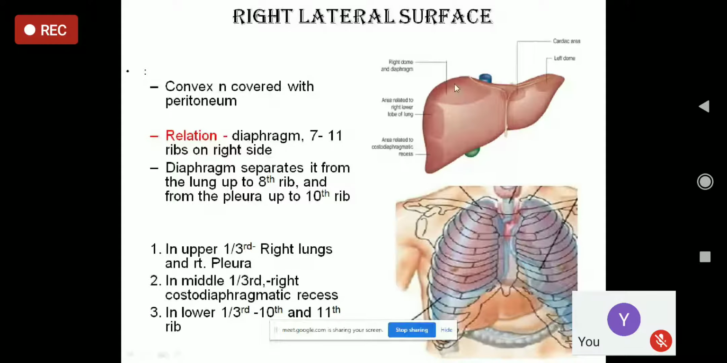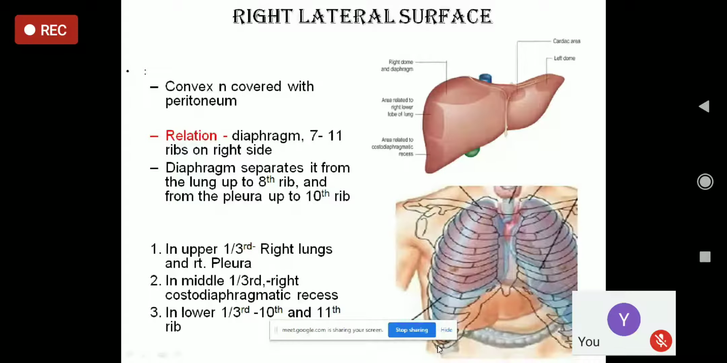It is convex and covered with peritoneum, and it is related with the diaphragm and 7 to 11 ribs on the right side. The diaphragm separates it from the lungs up to the 8th rib, whereas the pleura goes up to the 10th rib. It is again divided into three: upper one third, middle, and lower one third. In the upper one third, you'll get right lung and right pleura, whereas in the middle one third, you'll get the costodiaphragmatic recess. Here there are no lungs, only costodiaphragmatic recess. And below, you'll get the 10th and 11th ribs only.